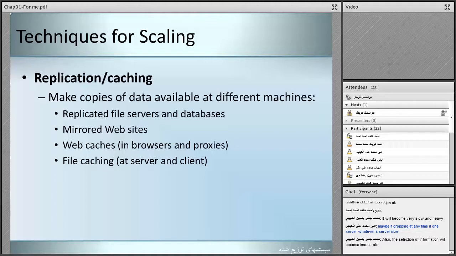Mirrored websites are another solution. It's the same as replicated websites. For example, you want to download a movie and you have two links, mirrored website 1 and mirrored website 2, and you can select which website is suitable for you to download the movie. So it increases the performance. Web caches, we talked about it, and file caching is another technique, which is done in servers and clients. Got it?